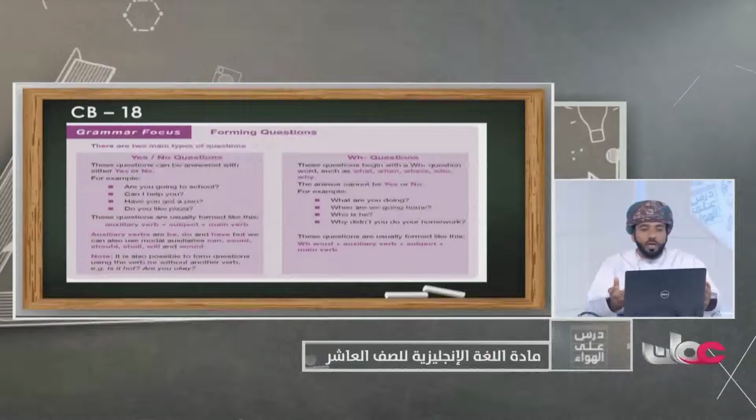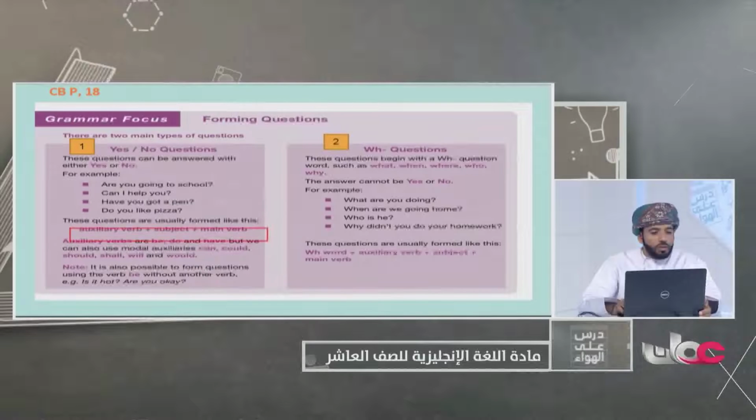Now, how can I form a correct yes/no question? We should start with an auxiliary verb like are, have, and do, plus the subject. The subject in the examples, the first one is you, the second one is I, the third one is you, and the fourth one also is you. Then the main verb: in number 1 it is going, in the second example it is help, the third one is got, and like in the fourth one.